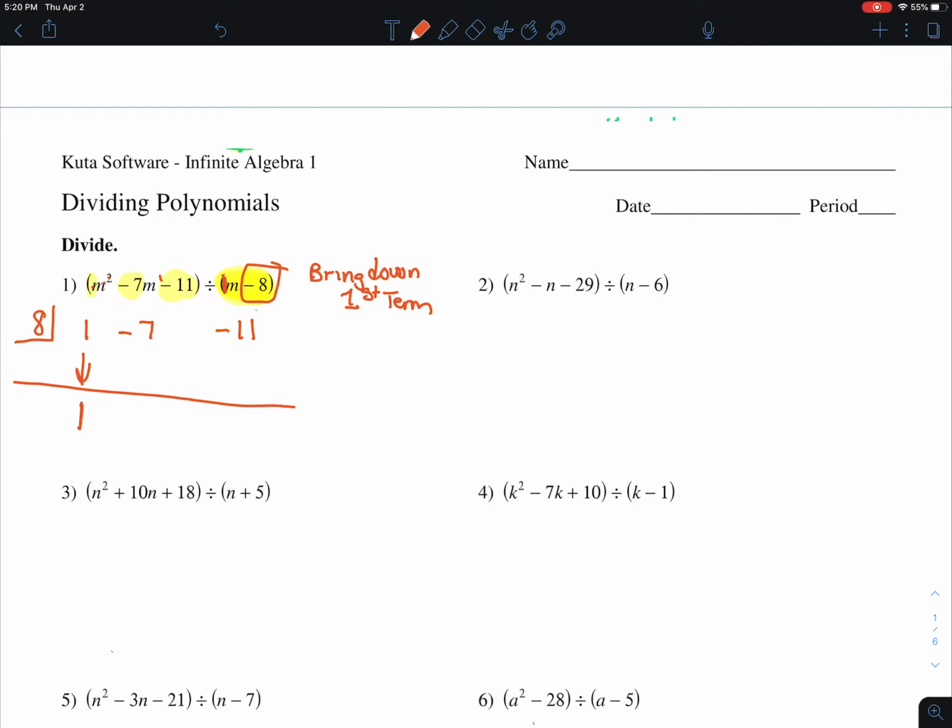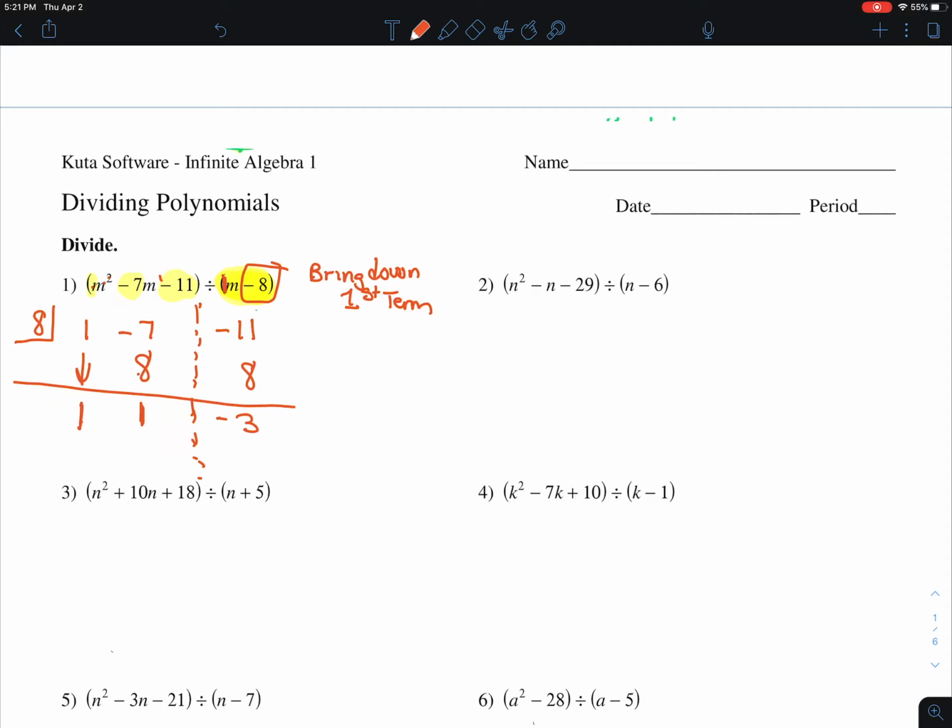Okay? And then the rest of it is just a matter of multiplying and adding. Can we do that? We can multiply and add, correct? So we want to multiply 8 times 1. So 8 times 1 is 8. And then we add these two together. Negative 7 plus 8 is positive 1. Then we do 8 times 1, which is 8, and we add those together and get negative 3. And I forgot to tell you, this last line is going to be your remainder. So we'll put that over by itself.